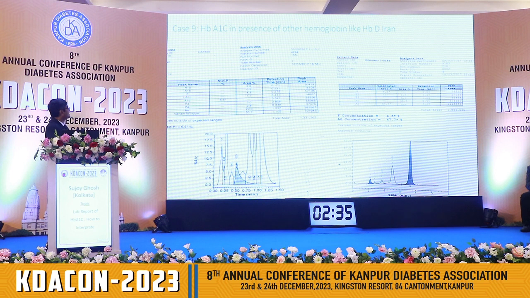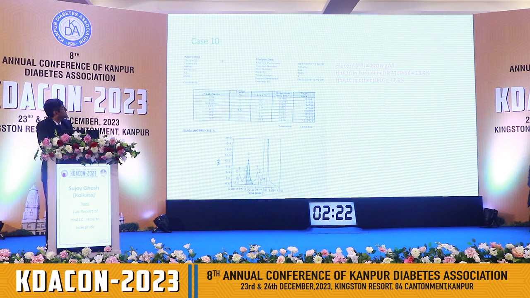The next, again, here you can see the variant window is about 50%. I told you when something like that happens, you run a T2 mode and you find that this is hemoglobin D Iran disease. The next, as you can see, this is someone who's got a PP sugar of 220, but A1C is very high.